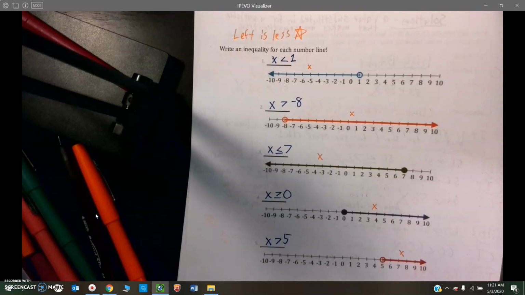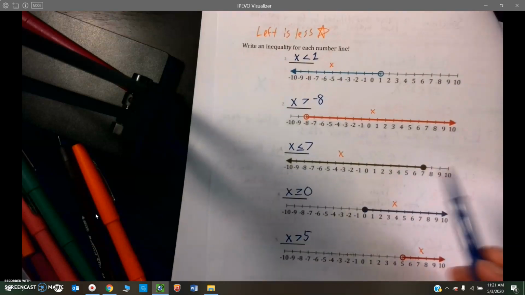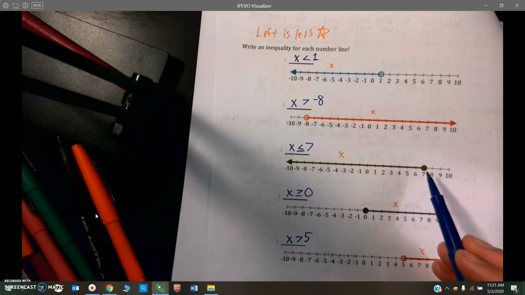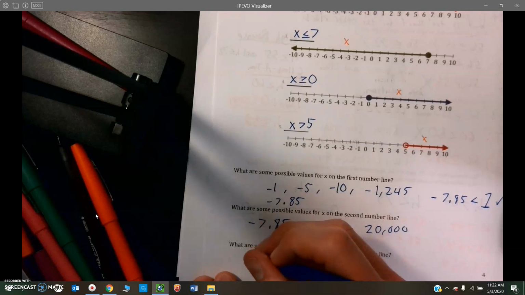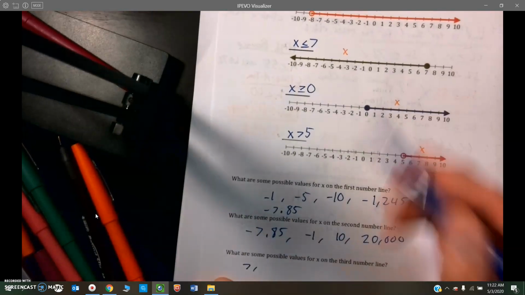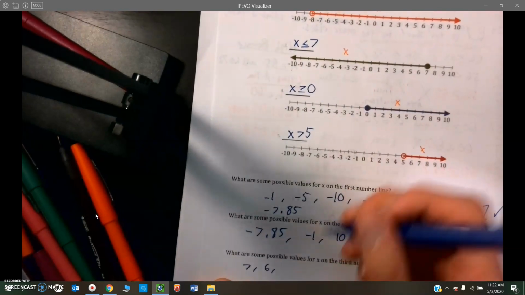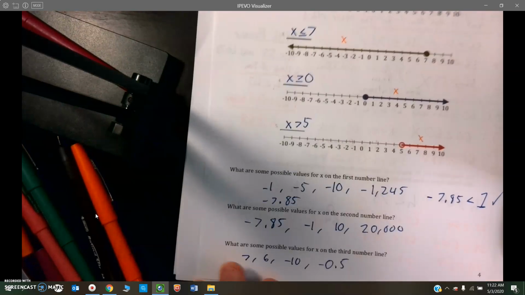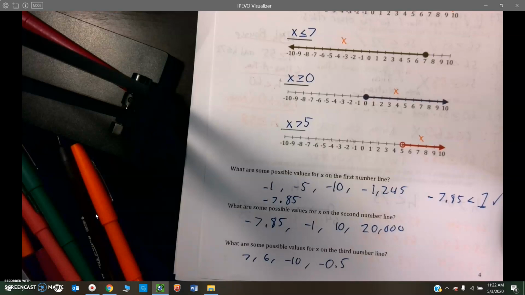And for the third number line, once again, the third number line starts the or equal to type problems for these two because it's colored in. So 7 would work, and anything less than it. So 6 would work, negative 10 would work, negative 5/10 would work. Anything less than 7. Alright, and that brings us to our lesson summary.